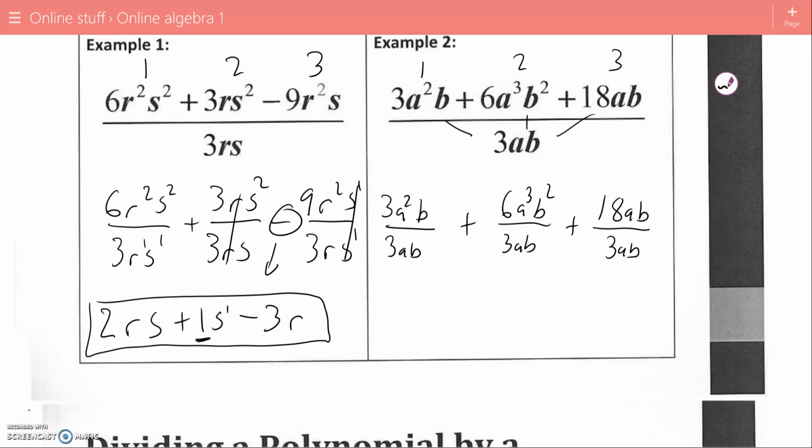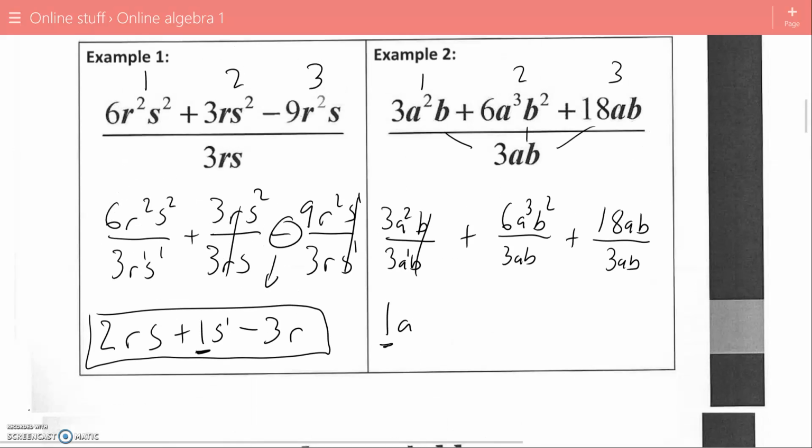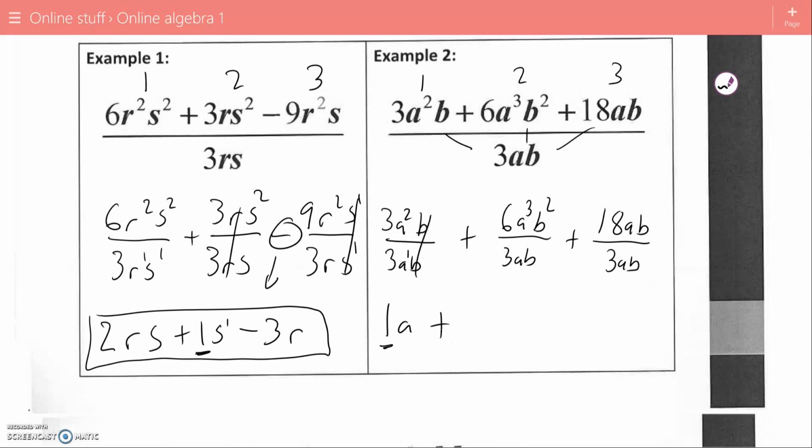Now I divide. 3 divided by 3 gives me 1. I only have 1a left over because I have a squared and a to the first. And then I have b over b, which cancels out. This 1, once again, I have an a there, so I don't need it, but it's fine if it's there. I bring down my plus sign.